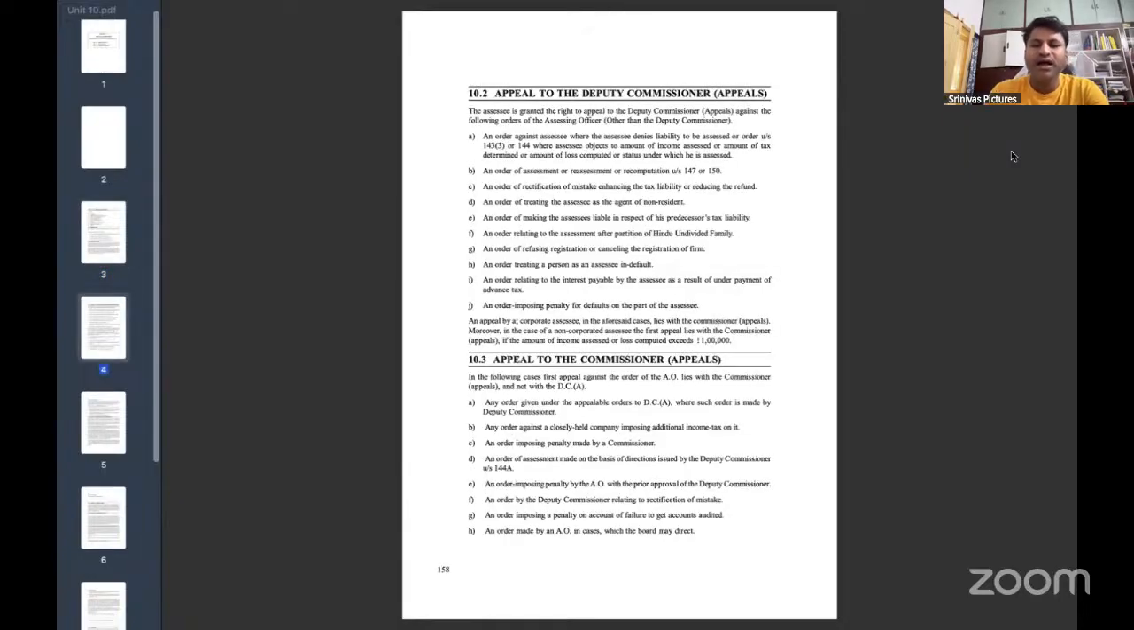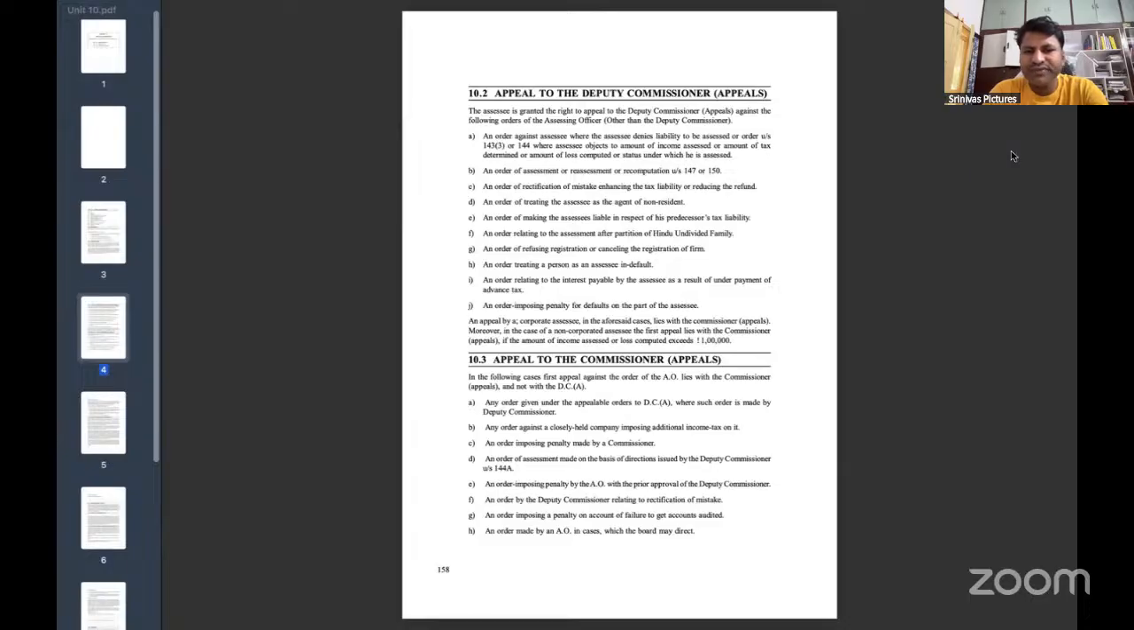First one is the appeal to the Deputy Commissioner. This one I also explained last class, but again I'm going to talk about it. The assessee is granted the right to appeal to the deputy commissioner against the following orders of an assessing officer other than the deputy commissioner.